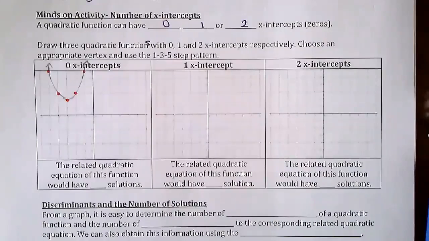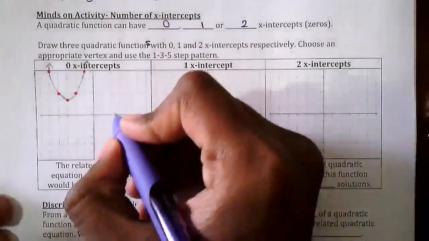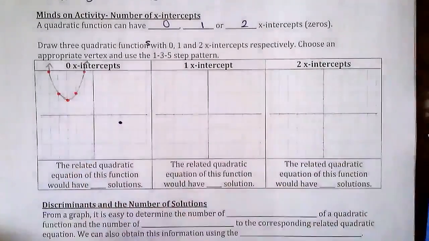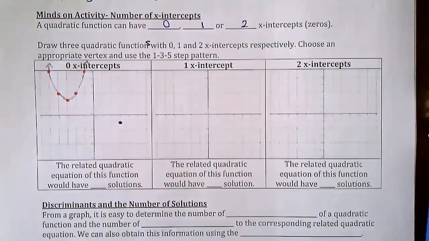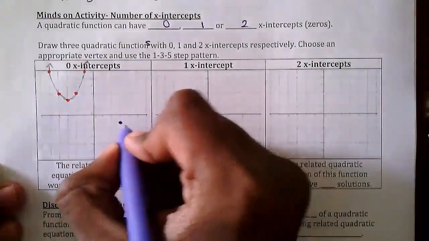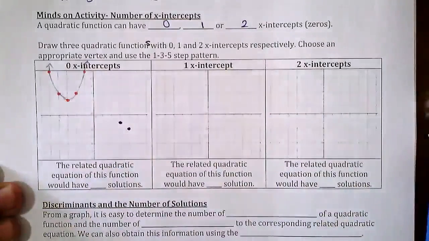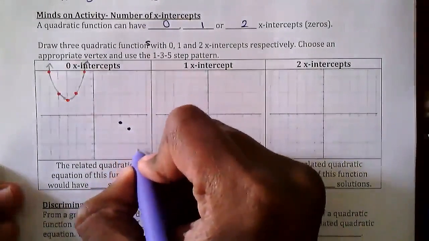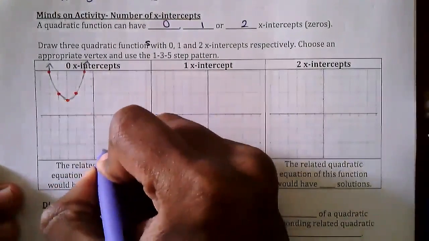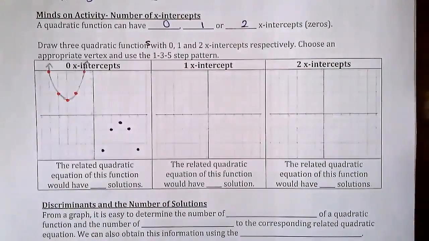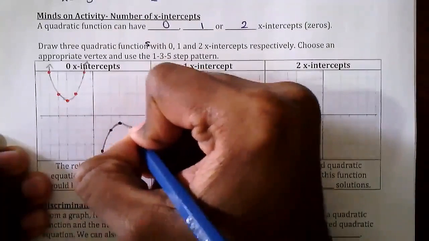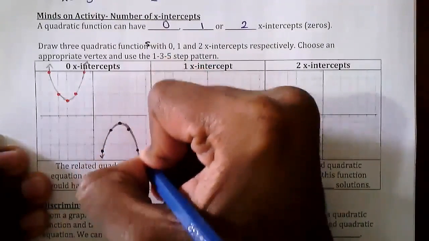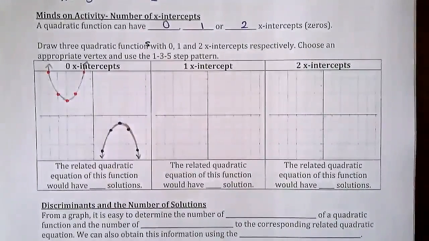I'm going to draw one more example to show you there could be many examples. I'm going to maybe choose a vertex here this time. Again, if I make it open up, it will cross the x-axis. There will be x-intercepts. So I'm going to make it open down. So the step pattern, move over one, down one, and then move over one, down 3, and then do the symmetrical images. So if I connect this, I have another quadratic function that has 0 x-intercepts.